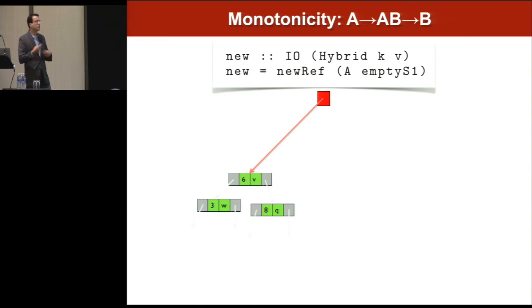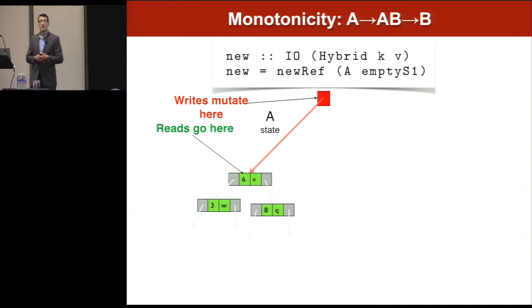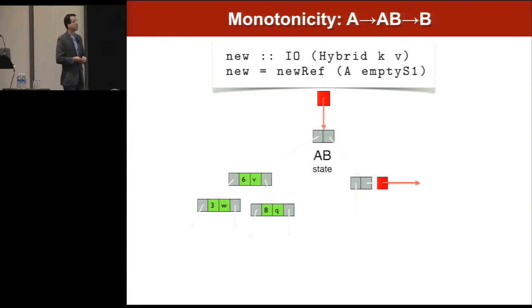And as we do insert operations on the data structure, when it's in the A state, these are going to be directed to the S1 data structure, doing normal functional updates. And every write will need to mutate the pointer at the top. Reads only need to read the pointer, and they can proceed as usual. At some point, we detect contention, and we decide to switch into the AB state. Once we switch into the AB state, we initialize a new copy of the S2 data structure.